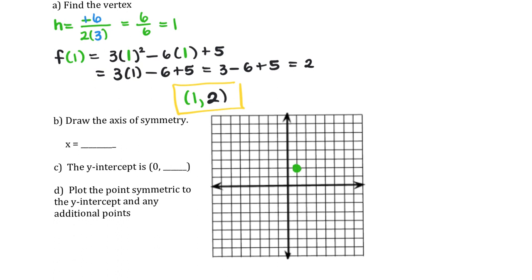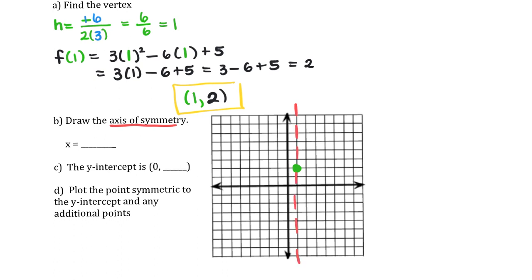Okay, that's the center of my parabola. Okay, step B, draw the axis of symmetry. Now I don't have a parabola, but I can still draw the axis of symmetry because the axis of symmetry always goes through the vertex. It is a dashed line because it's not part of the graph, but it does help our graph.